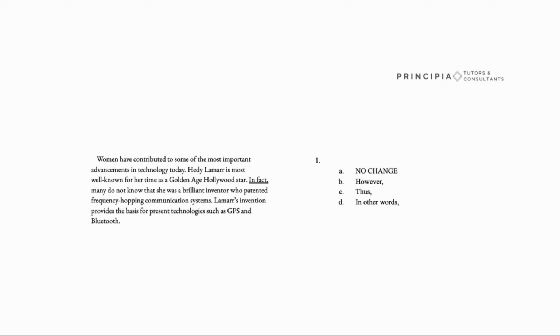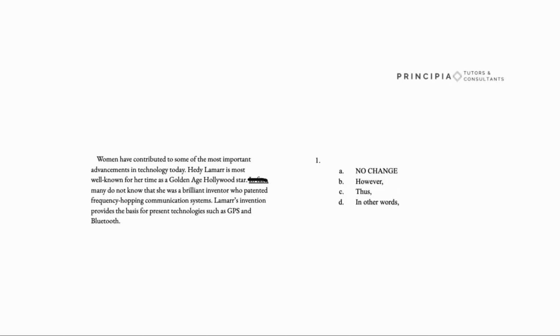Let's go ahead and work through an example. This question says, women have contributed to some of the most important advancements in technology today. Hedy Lamarr is most well known for her time as a Golden Age Hollywood star. In fact, many do not know that she was a brilliant inventor who patented frequency-hopping communication systems. Lamarr's invention provides the basis for present technologies such as GPS and Bluetooth. Our answer choices are no change, however, thus, or in other words. In fact is our transition word. Let's first cross it out.